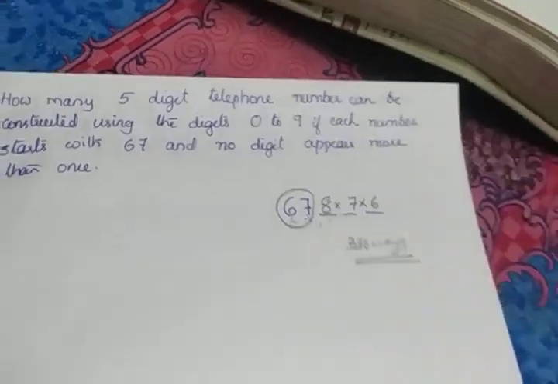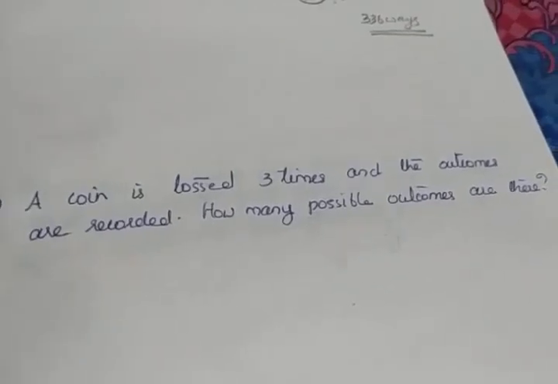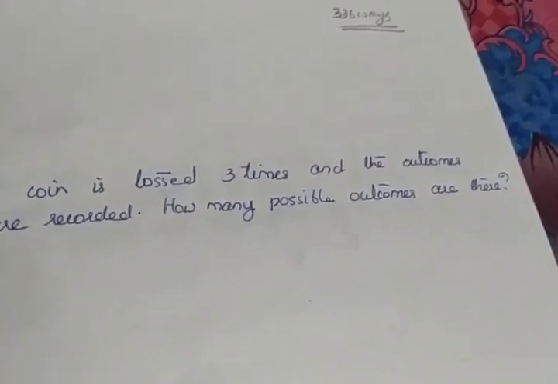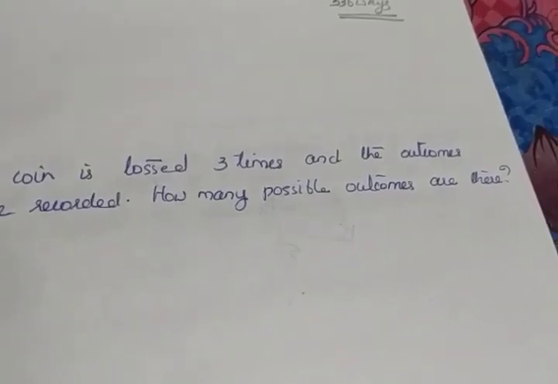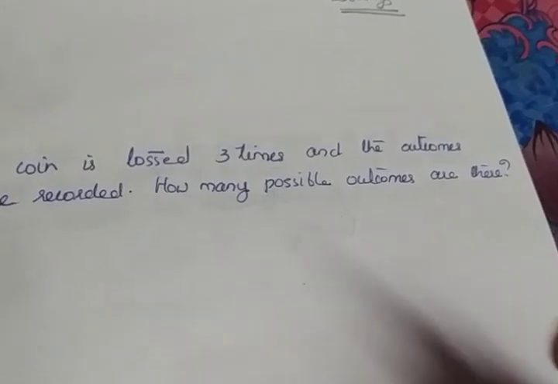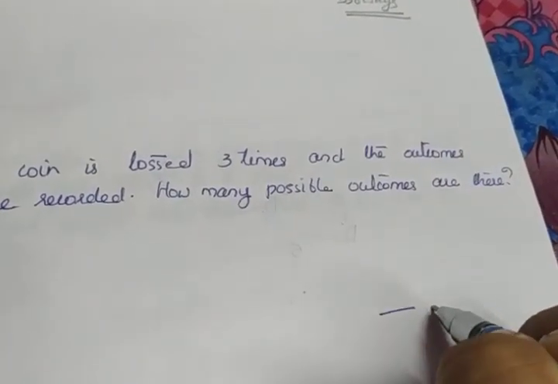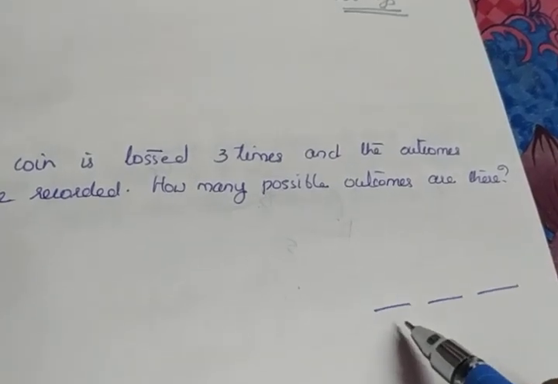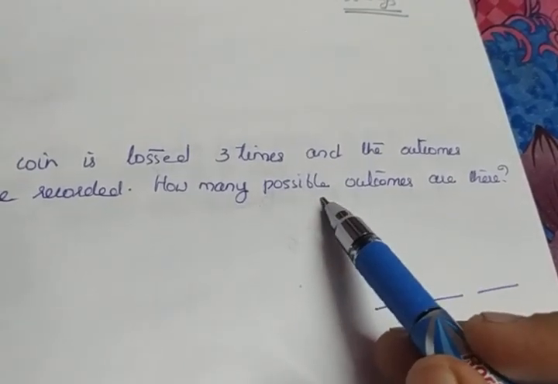Okay. So moving to the fifth question: a coin is tossed 3 times and the outcomes are recorded. How many possible outcomes are there? 3 times it is tossed, isn't it? And we have to note the outcome, and the question is how many possible outcomes are there?